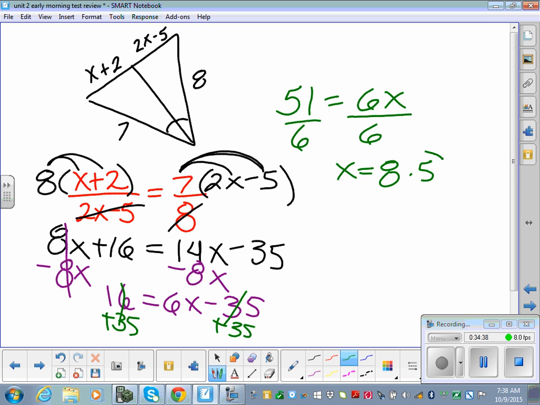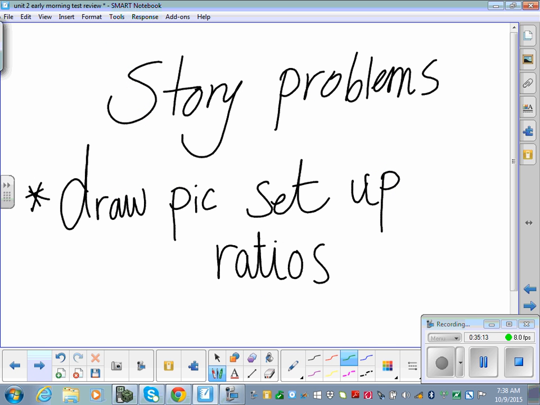Now what if I said, because on the test they will say this, now that you found x, go back and find this side. How would you find it? Yep, just plug it in. 8.5 was x, so 8.5 plus 2 is 10.5, right? We'll have 2 answers on this one on the test. Okay, good. On the test, it might say find one side or the other, find both. Any questions?